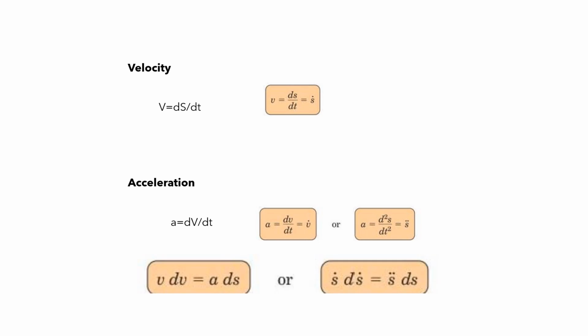Another useful relationship is v dv is equal to a ds, or we can write, v velocity is the first derivative of displacement and acceleration is the second derivative. We can write in this way. These equations are very helpful in solving the problems of rectilinear motion under the concept of kinematics.